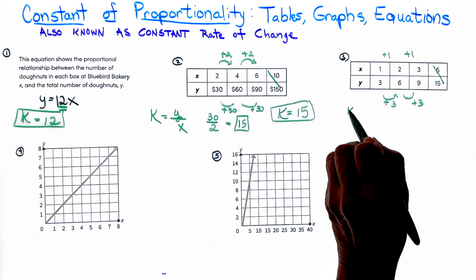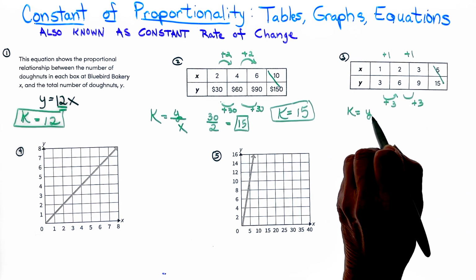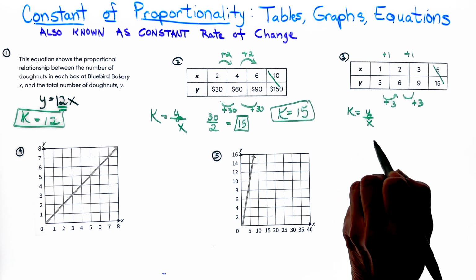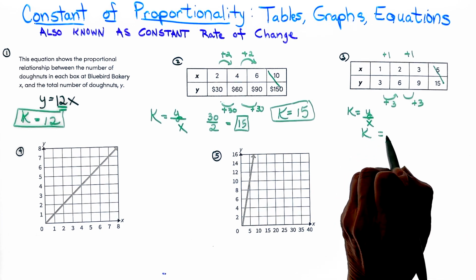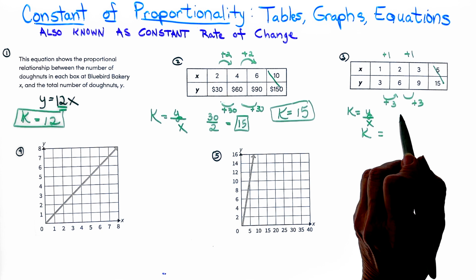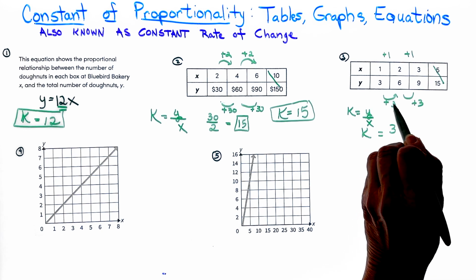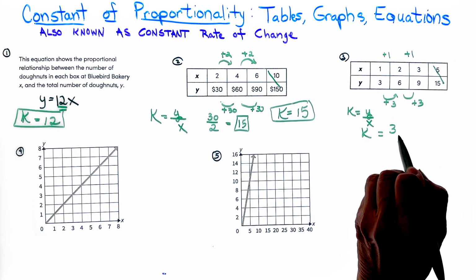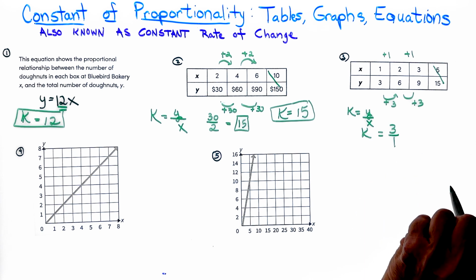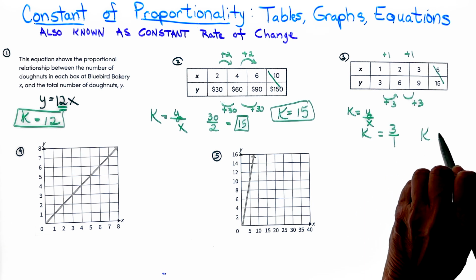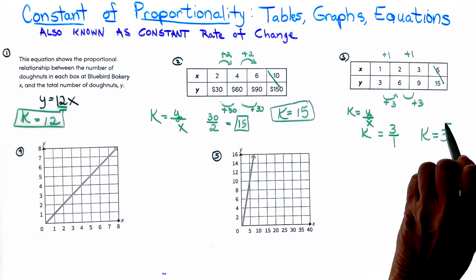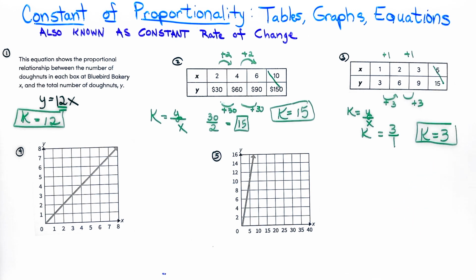Remember, our constant is going to be equal to Y over X. So the constant is going to be equal to my 3, what I'm finding, the pattern, over 1. And we can just write it as K, the constant, is equal to 3. Either one of those would be correct.